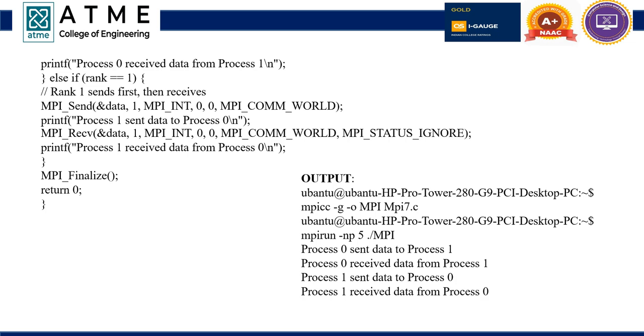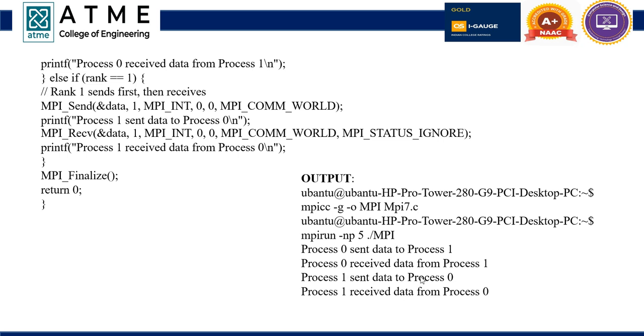Now rank 1 sends first, then receives. So this code is executed by the process with rank 1. Now rank 1 sends the data to rank 0. So send the data from 1 to 0, and print process 1 sent data to process 0, and then receive: process 1 receives the data from process 0, and finalize and return.